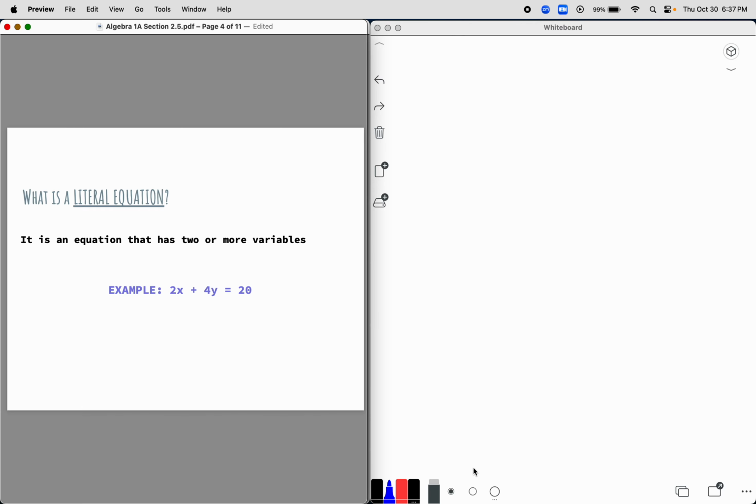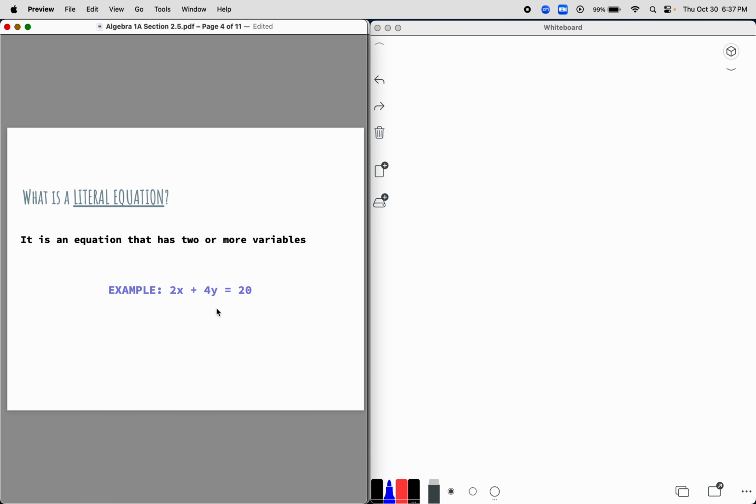Hi guys. Today's topic 2.5 is on literal equations, and literal equations are essentially equations where there are two or more variables. So if we look at this particular example here, we have 2x plus 4y equals 20. Both x and y are part of the equation. There isn't just an x or just a y. We have both x and y.